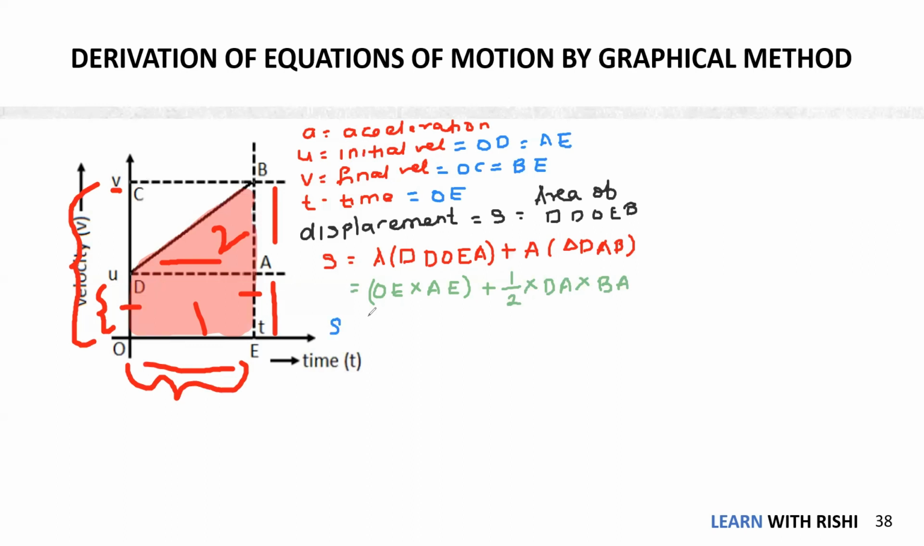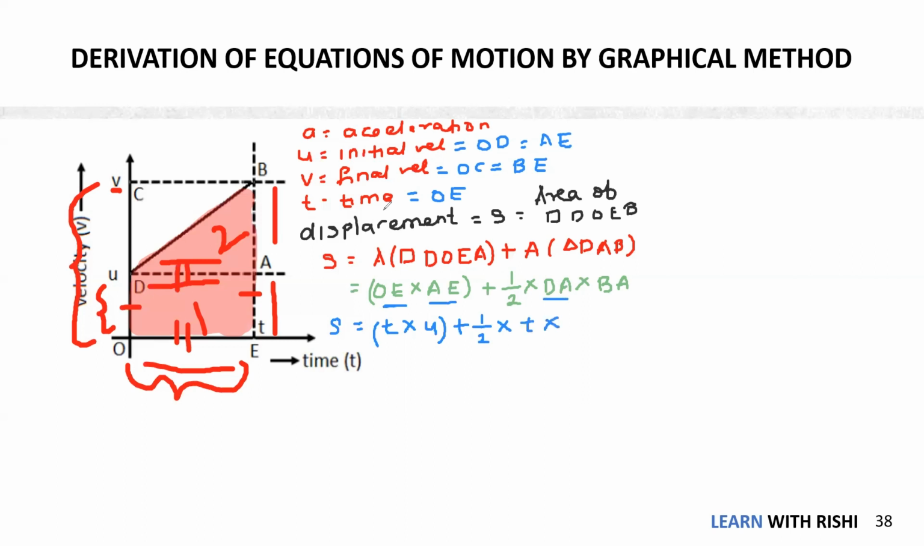So I can write S is equal to, in place of OE, I can write time, that is T, into, in place of AE, I can write initial velocity u, plus half into, in place of DA. Now you can see that DA is equal to OE because this is a rectangle, so opposite sides are equal. So for time, I can write time is equal to OE, also equal to DA. So in place of DA, I will also mention T into BA.